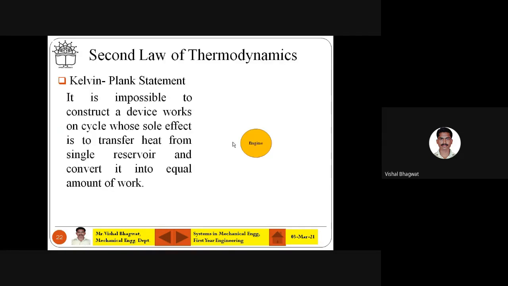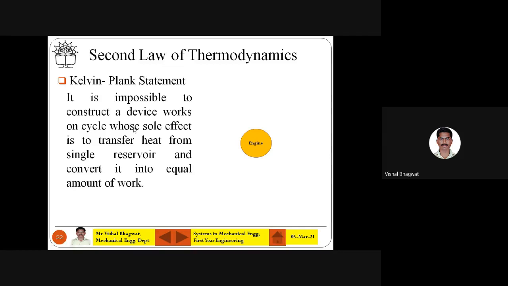So here is the Kelvin-Planck statement. Now you can see, it says that it is impossible to construct a device which works on a cycle whose sole effect is to transfer heat from a single reservoir and convert it into an equal amount of work. So Q is not possible to convert into work completely.